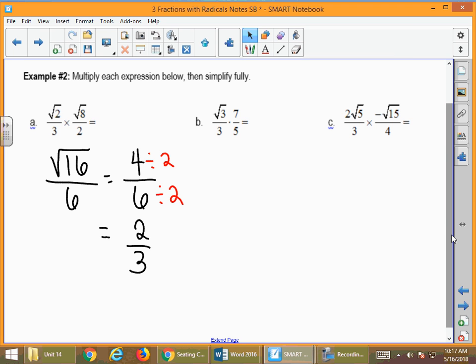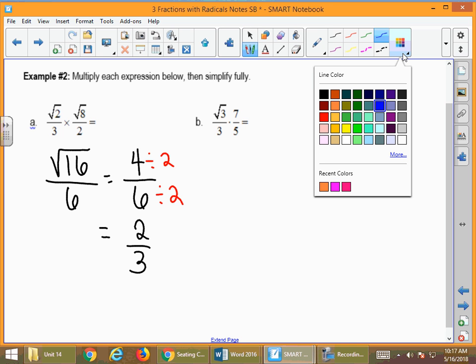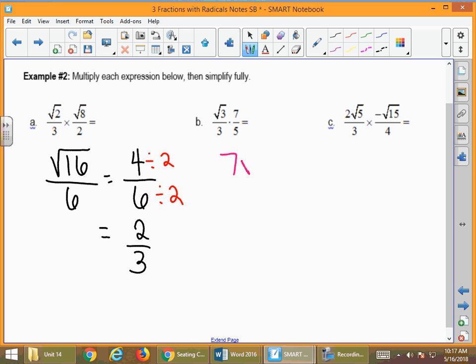Multiplying. We multiply straight across. When we look at letter B here, it's going to be the square root of 3 times 7, which is just going to finish with 7 square root of 3. We like to write the coefficient first. The 7 is the coefficient. Down here in the denominator, 3 times 5 is 15. And that's all we can do to that problem. We multiply the tops, we multiply the bottoms. There's nothing that simplifies here.